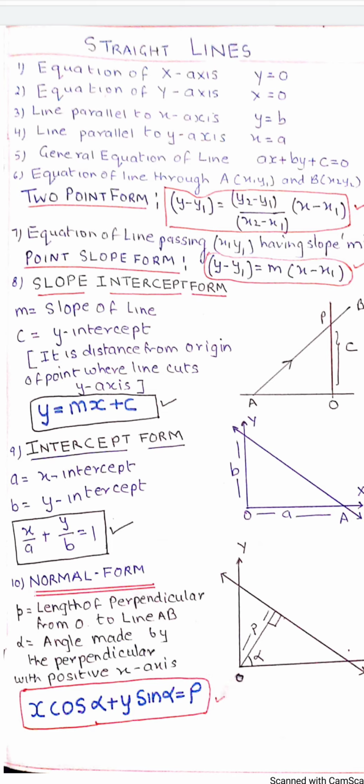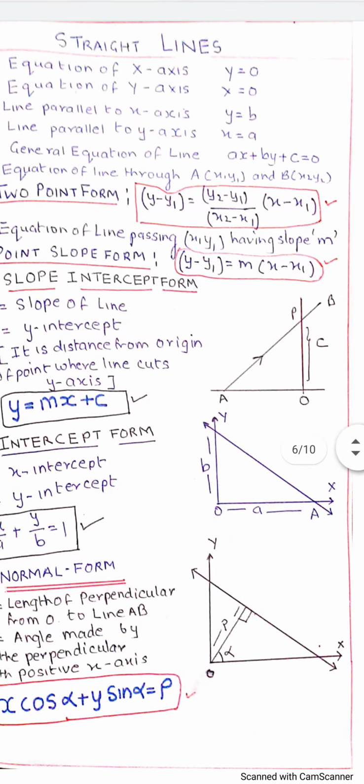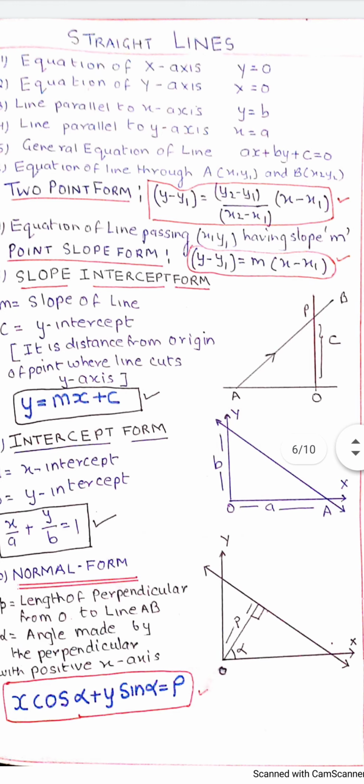Equation of line through the points A(x1, y1) and B(x2, y2), that is the 2-point form, is y minus y1 is equal to (y2 minus y1) upon (x2 minus x1) times (x minus x1). Equation of line passing through a given point (x1, y1) having slope m, that is the point slope form, is y minus y1 is equal to m(x minus x1).